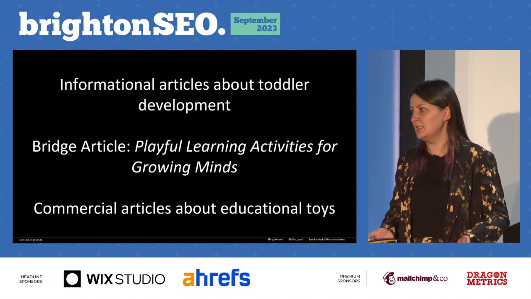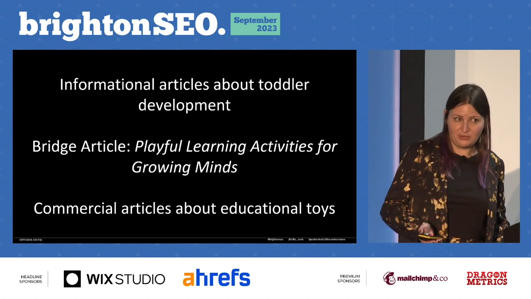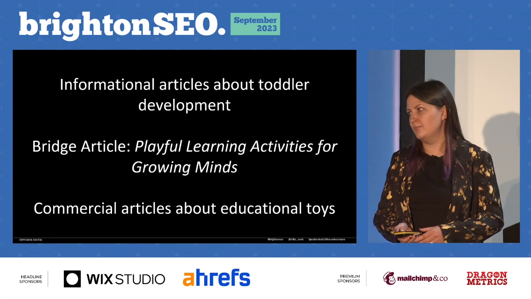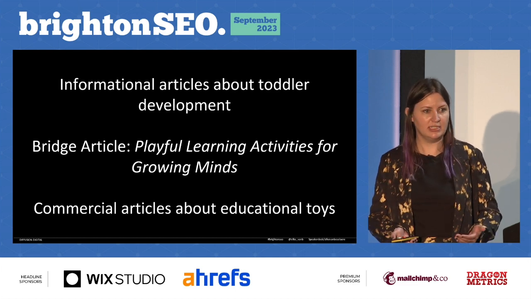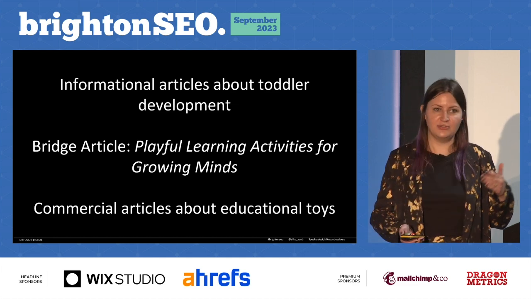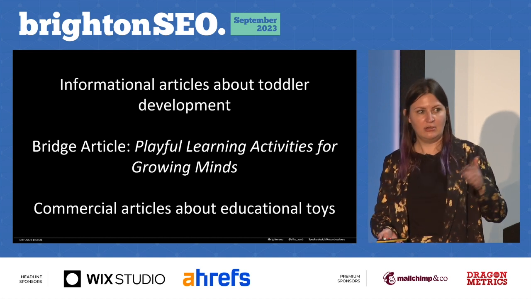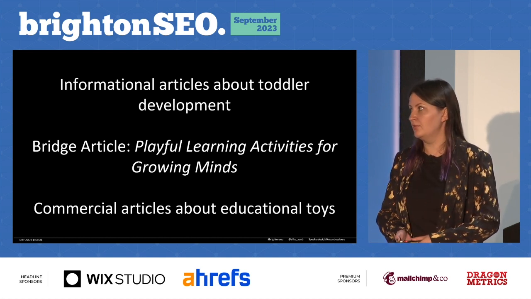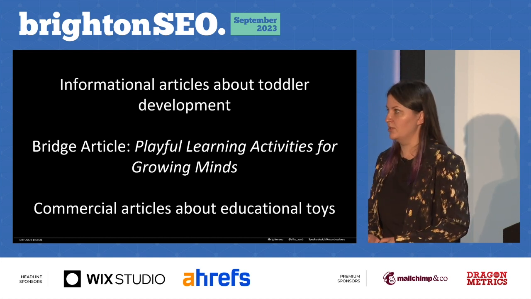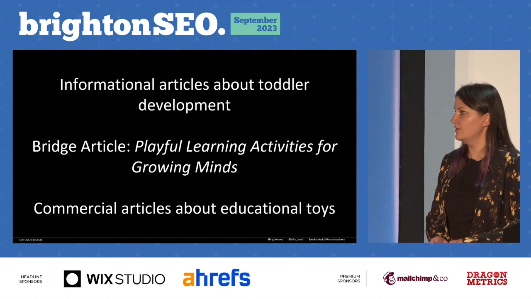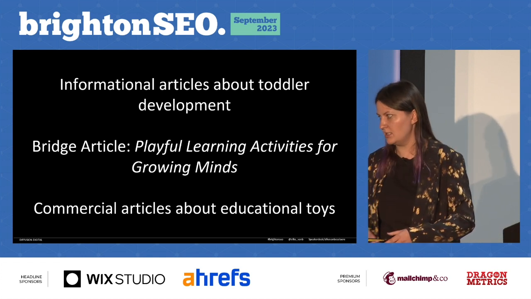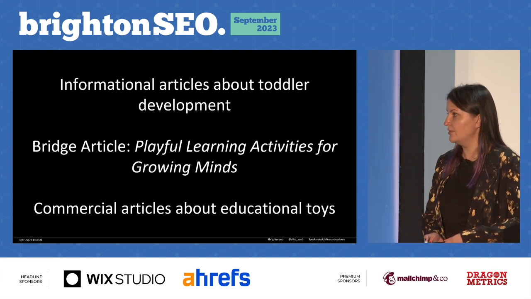If you then immediately link to the educational toys section, that's not always the most natural way to add your internal links. So a bridge article allows you to have the different goals per content section, but also really have that natural flow of internal links. And one example would be playful learning activities for growing minds, where you're still giving lots of informational value, but it's easier to segue into the product pages.